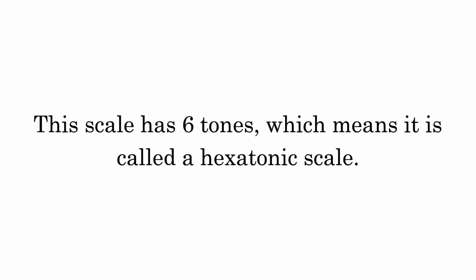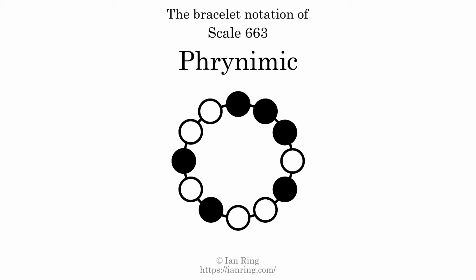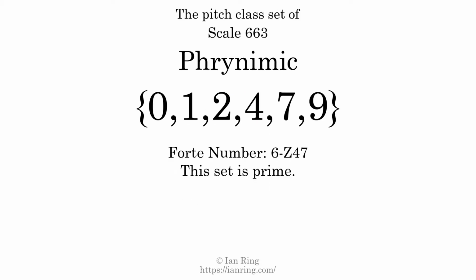This scale has 6 tones, which means it is called a hexatonic scale. This is a bracelet notation diagram of scale 663. The shaded circles represent tones that appear in the scale, and they are read clockwise, starting at the top. The pitch class set for this scale is 0, 1, 2, 4, 7, 9. The forte class is 6Z47.